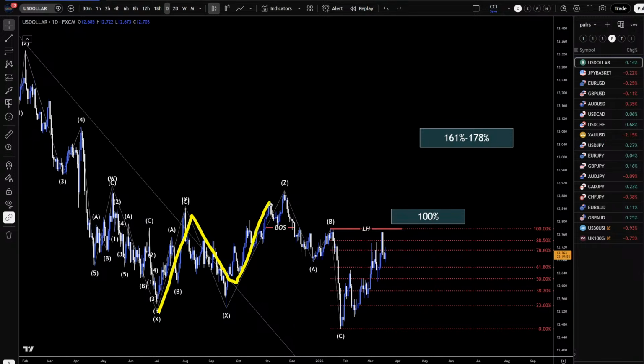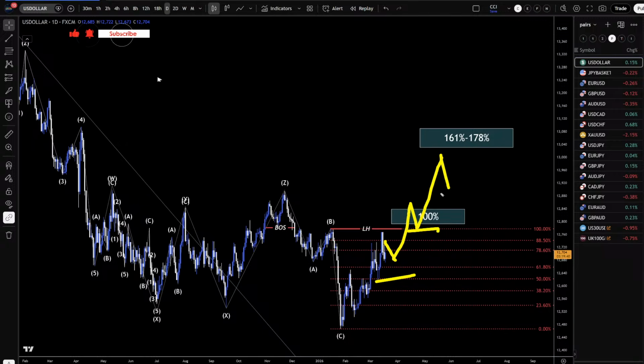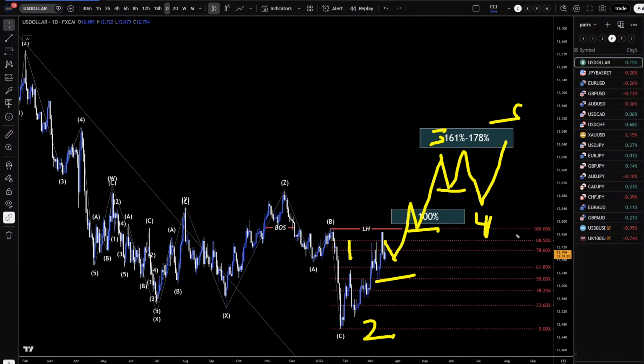Here's your one, two, three waves up. Here's your one, two, three waves down. I think we're in the middle of a wave three, which is either going to look like this, running and then down, or it's going to do what I just drew on the higher time frames, which is a higher low, higher low, higher low, making a wave four. So here's your wave one, wave two, wave three, wave four, and there's your wave five.